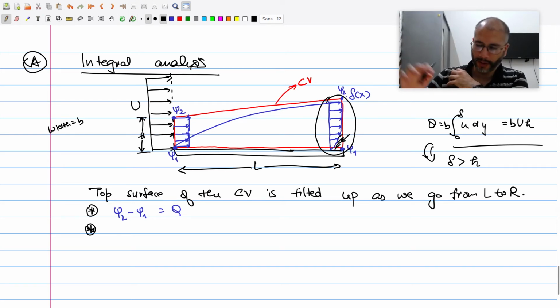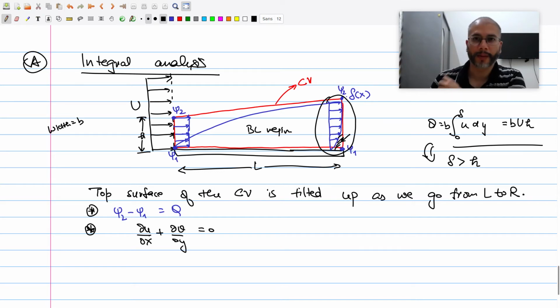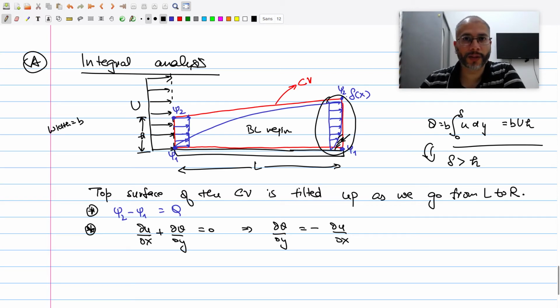The top surface is slightly tilted up. The other way to get a feel for this is, if you see the boundary layer region, then in the boundary layer region the continuity equation is still satisfied. Okay, and that's the mass conservation equation, and we are considering an incompressible flow situation here. So this means that del V by del Y is going to be negative of del U by del X. Now del U by del X is not 0.